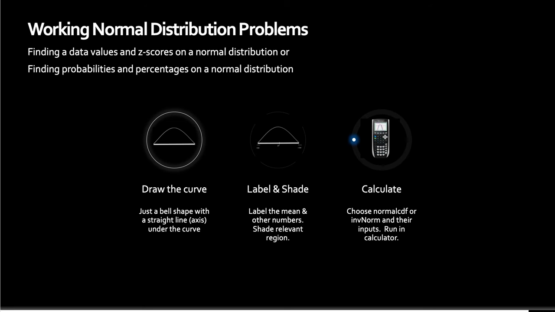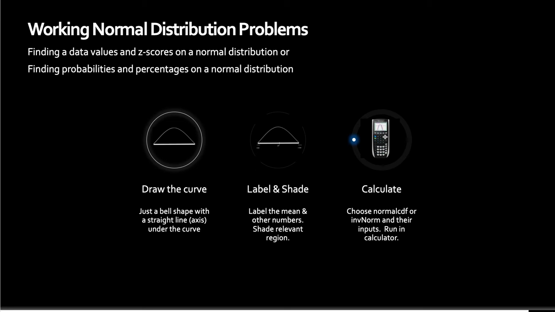So this looks familiar, I'm sure. Just like the last chapter, just like the last video, we want to have a process for working these problems. It says normal distribution problems, and this is the same thing for sampling distribution problems as long as they are normally distributed, and we'll talk about when that is in just a second. Our process would be to first draw the normal curve, then label and shade everything that's relevant in the problem, the mean and the minimum and maximum of the shaded regions. And then the third step is to calculate, and we'll still use NormalCDF and InvNorm for these.